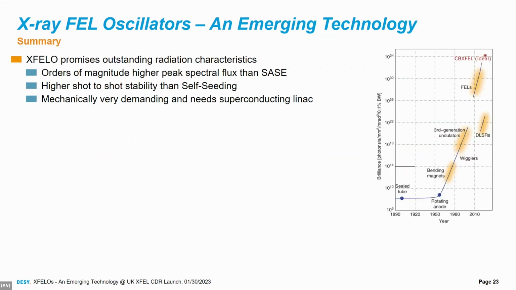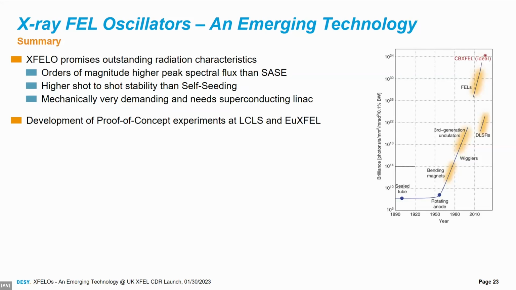So coming to the summary, an XFELO promises outstanding radiation characteristics, with orders of magnitude highest peak spectral flux compared to SASE, and I did not go into detail about self-seeding, which is a competing mode for seeding at hard X-ray. It has a much higher shot-to-shot stability because it's basically averaged. However, it's mechanically very demanding, and it needs a superconducting linac. These are the two great challenges.